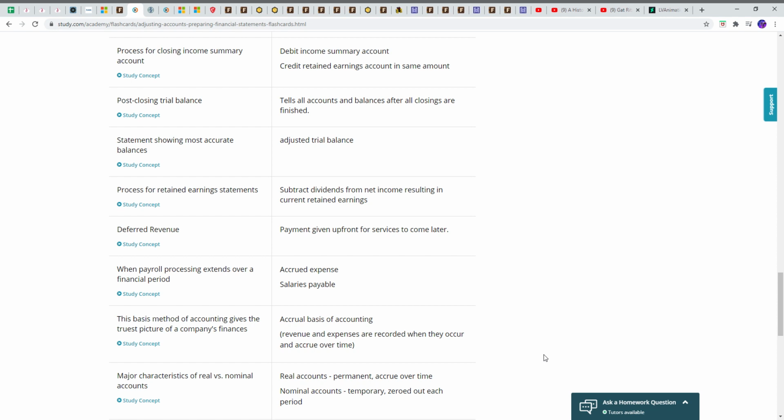Post-closing trial balance: tells all accounts and balances after all closings are finished. It is the statement showing the most accurate balances, unlike the adjusted trial balance.